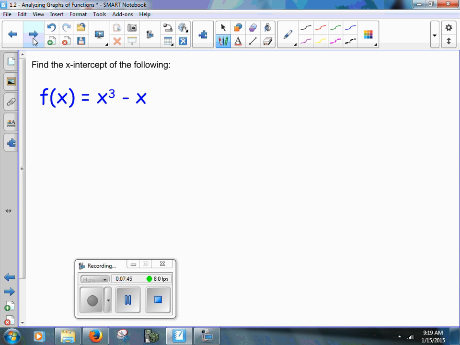Problems? And see how we're going to do this. Let's check this one out. We're going to find the x and y intercepts of the following if they exist.